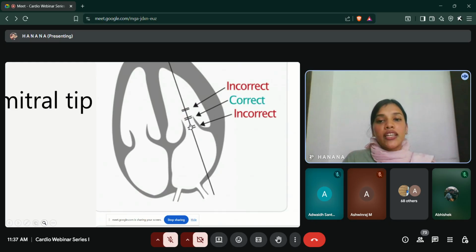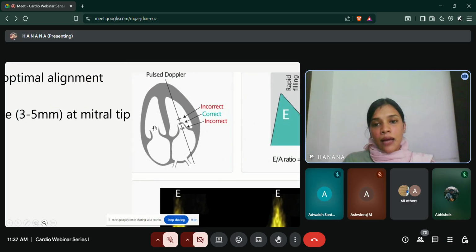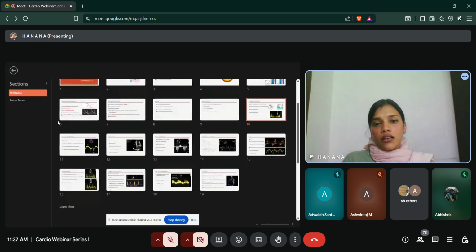If you place it here, we will get a wave which is very superficial, and if you place it here, we will get an E wave which is very superficial. So it is very important to place it right between the mitral tips. And we can adjust the sample volume length. It should be 3 to 5 mm.